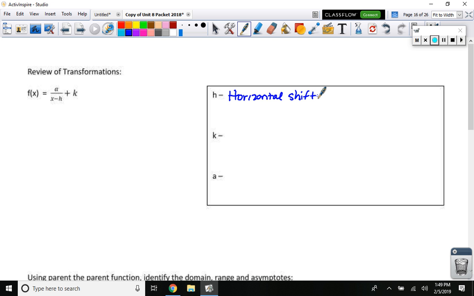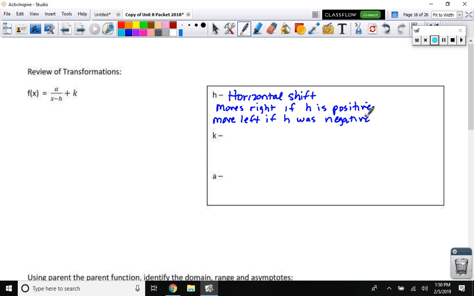Okay, but h could be a negative, right? Okay, so horizontal shift moves right if what about h? What's going to make it move right? If h is what? Positive, right? And it would move left if h was negative. Because if h was negative, then this would become x plus whatever the number is, right?